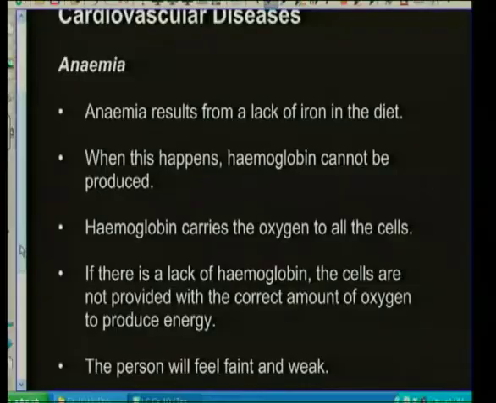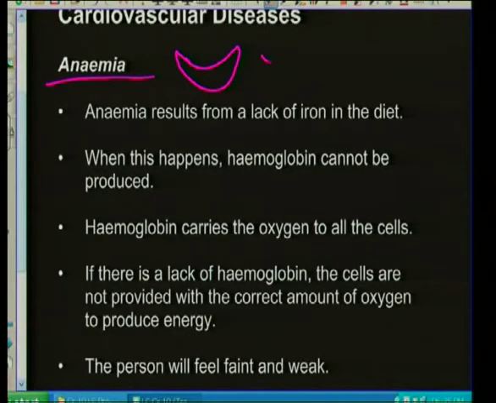Another one there is anemia. Anemia results from a lack of red blood cells, and this can be due to a lack of iron in the diet. In certain areas, we have a condition known as sickle cell anemia, especially in areas where malaria is very prevalent. The red blood cells, which are normally disc-shaped and biconcave, are sickle-shaped. A sickle looks like this. And a normal red blood cell looks more or less like that.